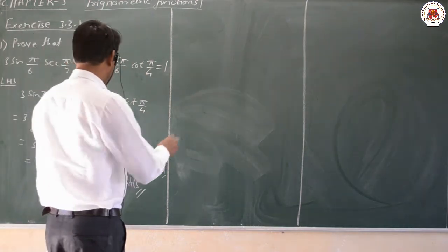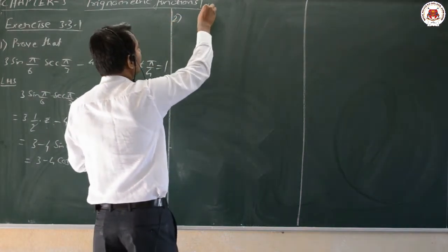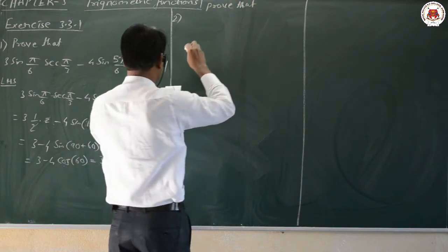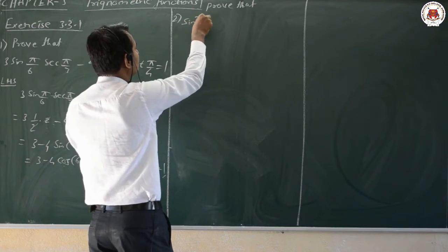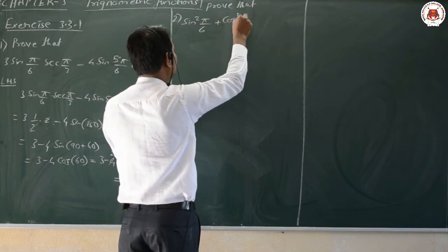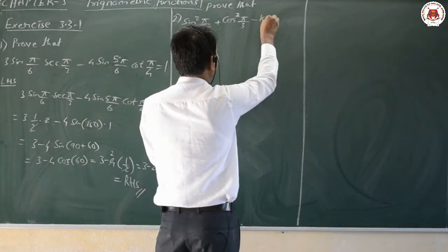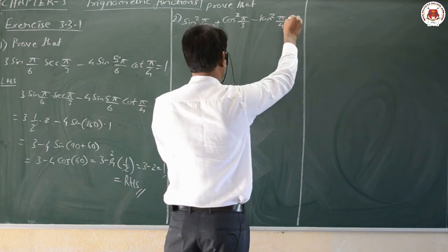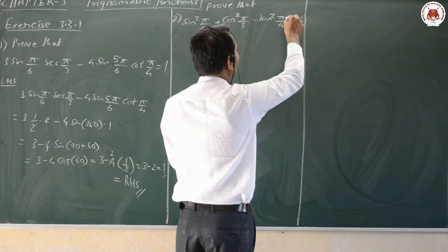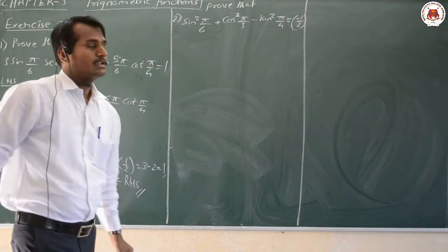The second problem from your exercise is, prove that sine square pi by 6 plus cos square pi by 3 minus tan square pi by 4 is equal to minus 1 by 2. That is your answer that we require to prove here. Now, how to solve it?